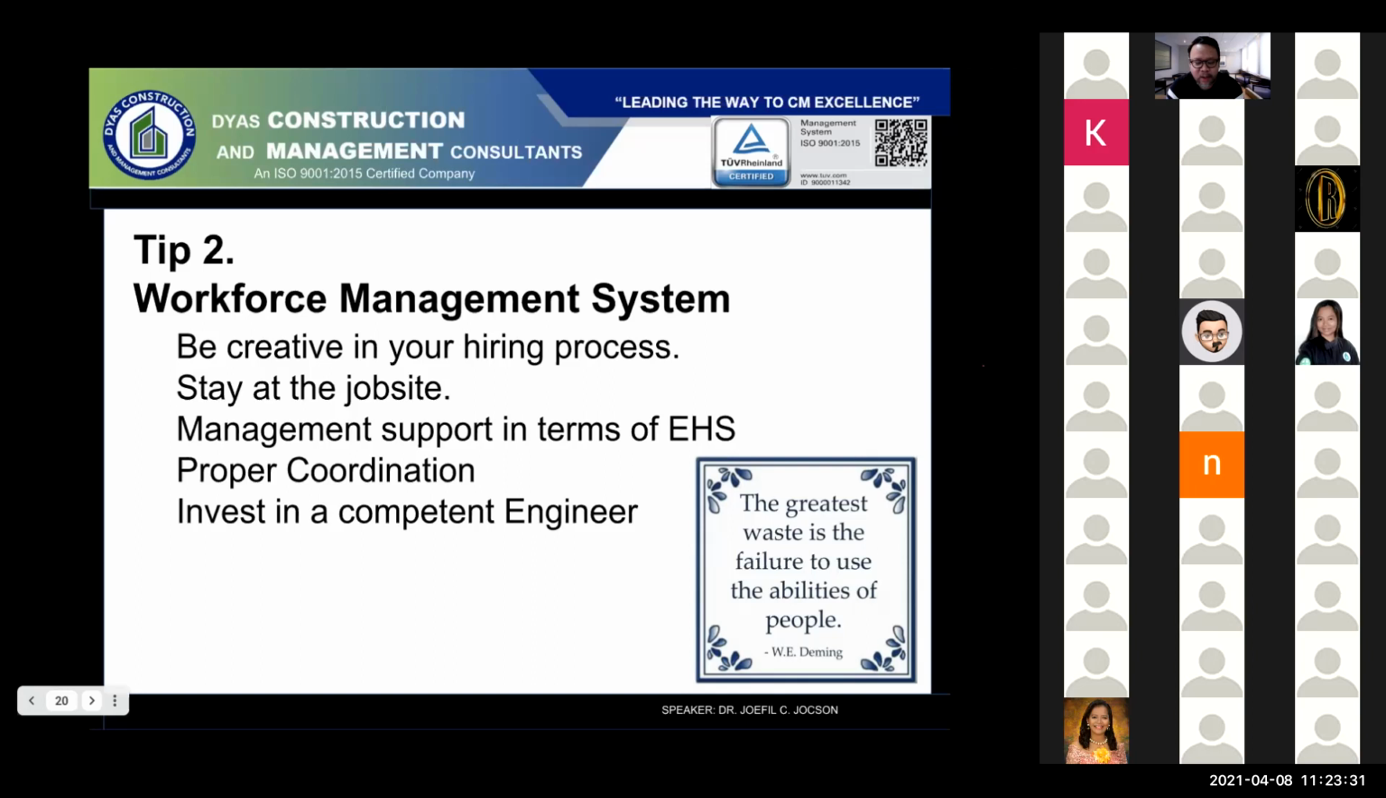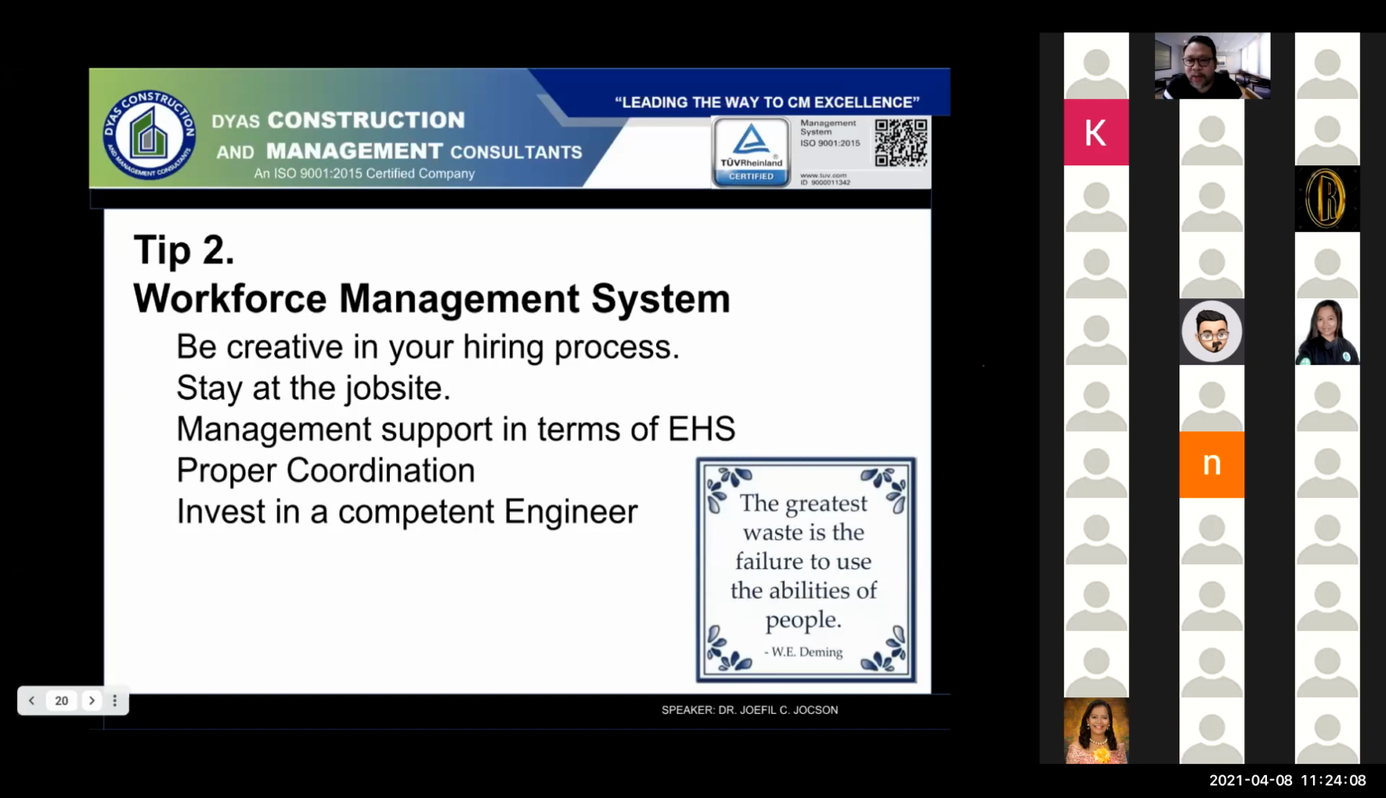So then, management support in terms of EHS. Of course, dahil pandemic, alam na natin gagawin. So dapat meron silang mga vitamins, no? That's one. Complete PPE. Dapat yung mga barracks nila conducive para makapagpahinga sila after working hours, no?